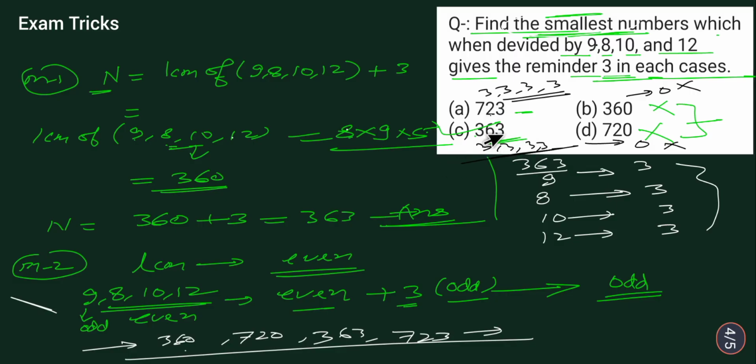But in all the cases we found 3 remainder, the number 723 is bigger than 363, so we don't take 723. Our answer should be 363. This is the correct option, right? So method number 3 you can also check, right? Now let's move to the next question.